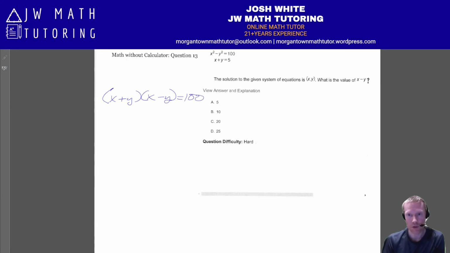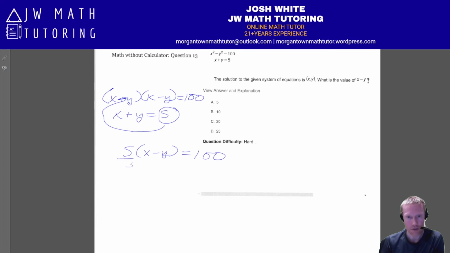The reason you want to do that is because the bottom equation says x plus y is equal to 5, so now you can use substitution and replace x plus y in the top with 5. So now you get 5 times x minus y equals 100, and then you just divide by 5, and therefore x minus y is just equal to 20. And that's it. The correct answer is letter C.